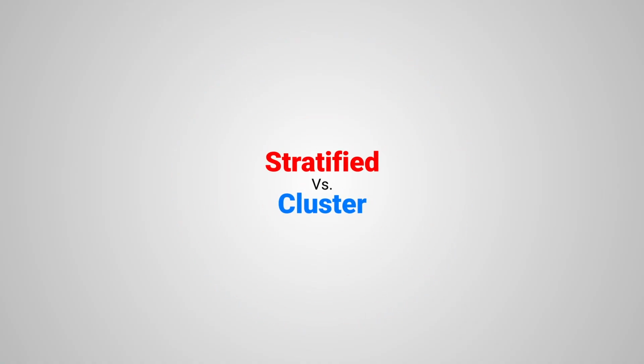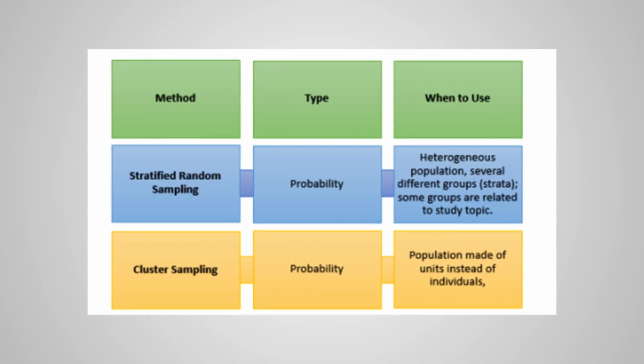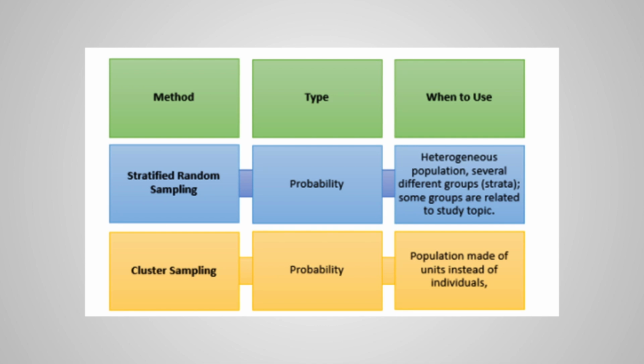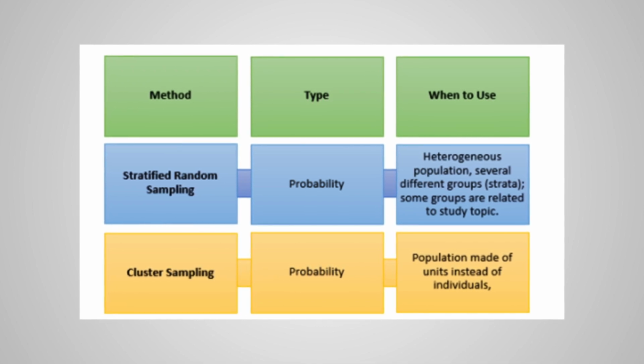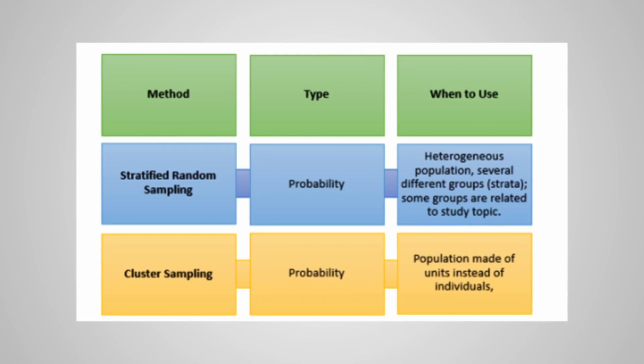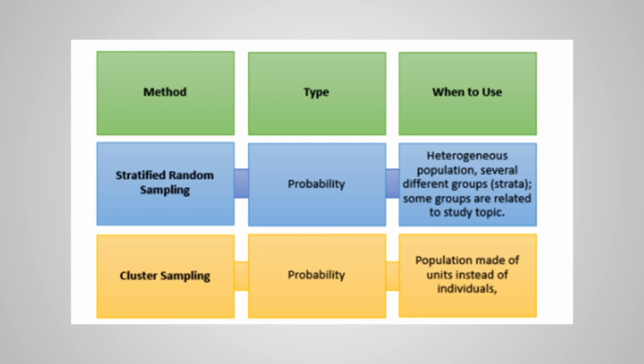And if you talk about stratified versus cluster, I think both come under the ambit of random sampling or probability sampling. And when to use them: stratified random sampling can be used for heterogeneous populations, where several different groups are there and some groups are related to the study topic. Cluster sampling is used when the population is made of units instead of individuals.